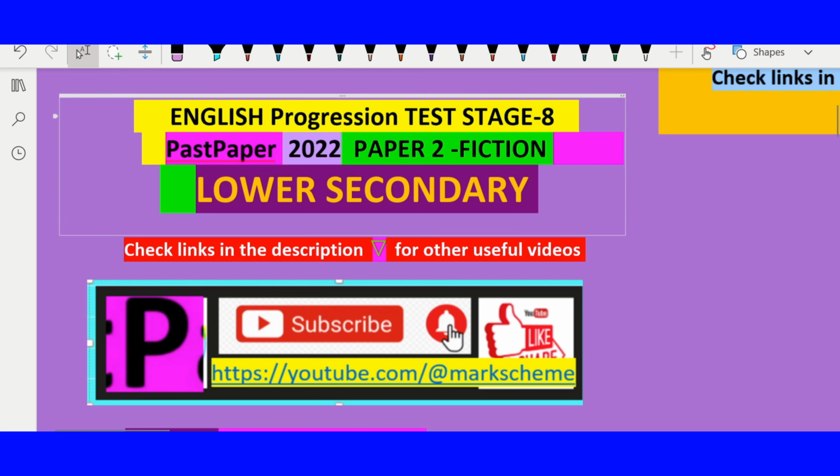So today we have discussed the English Progression Test Stage 8, past paper 2022, Paper 2 Fiction for lower secondary.